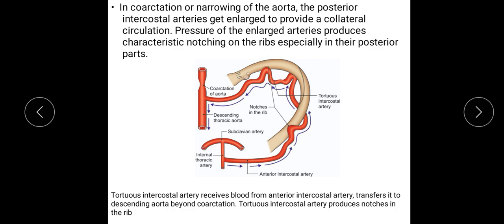This blood transfers the blood beyond the coarctation. And this tortuous intercostal artery produces notches in the different parts of the rib.